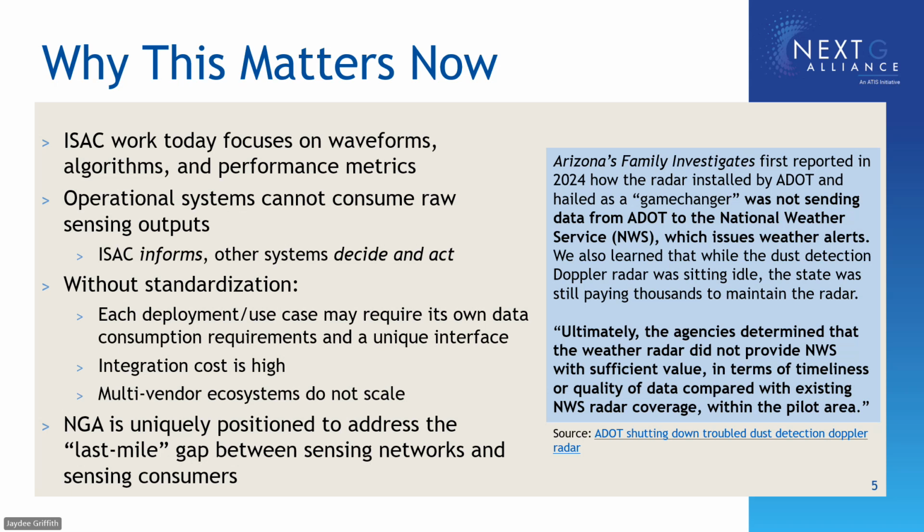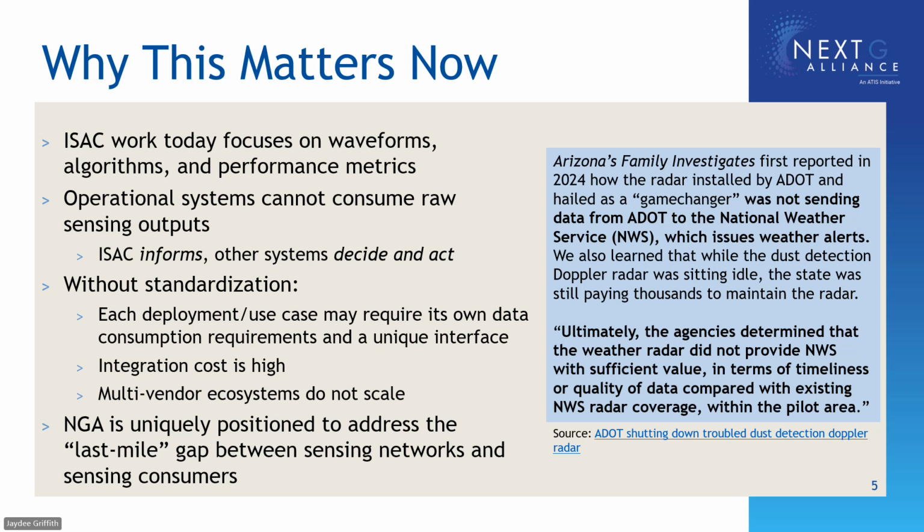And on the right-hand side, I bring up a specific example of what happens if we don't do this right. There was a radar that was installed by the Arizona Department of Transportation on Interstate 10 between Phoenix and Tucson, which, if you're familiar with that area, during the summer monsoon seasons, they get a lot of dust storms. And there's been a lot of accidents on that particular stretch of the interstate because of the low visibility.